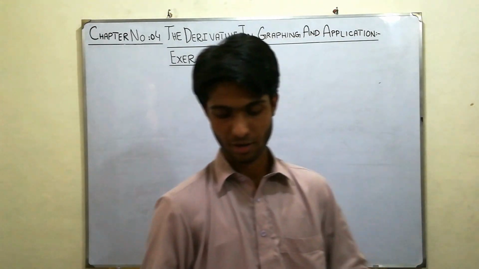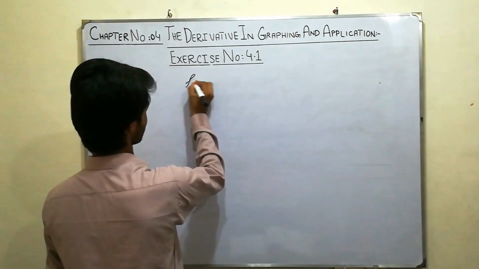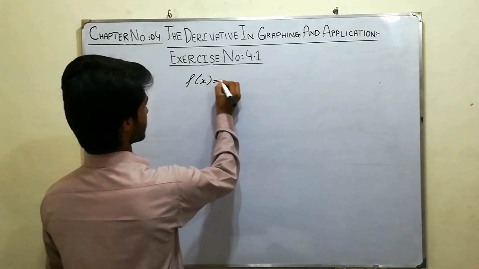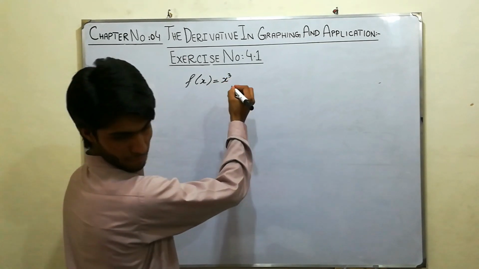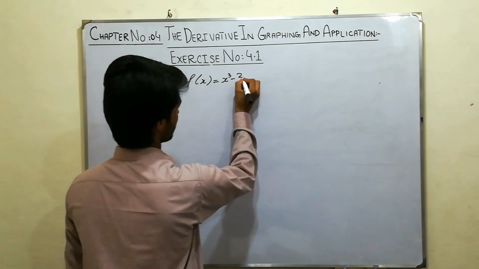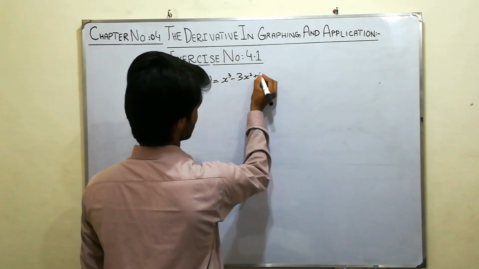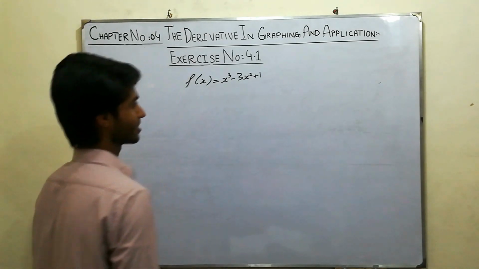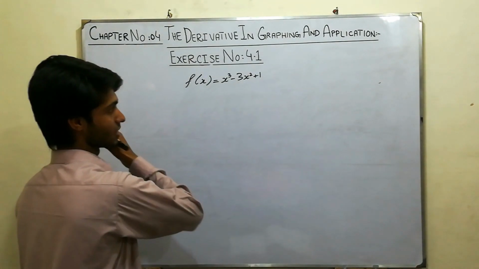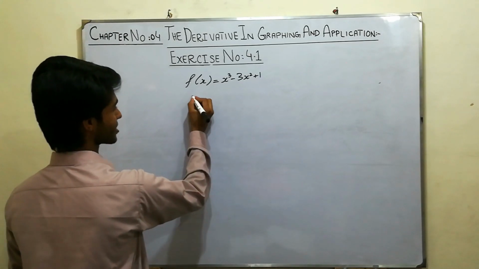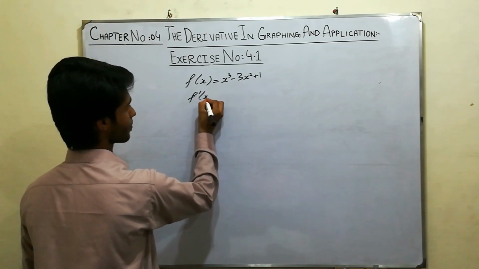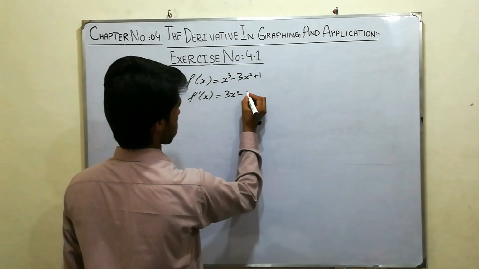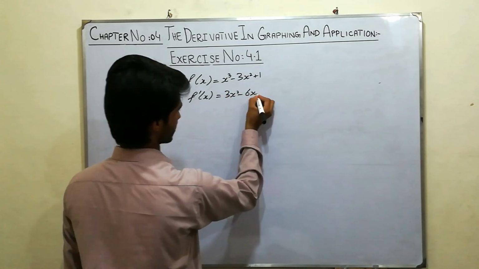An example: we have f(x) = x³ - 3x² + 1. In this function we discuss increasing, decreasing and concavity. For increasing and decreasing, take the derivative. We have 3x² - 6x.